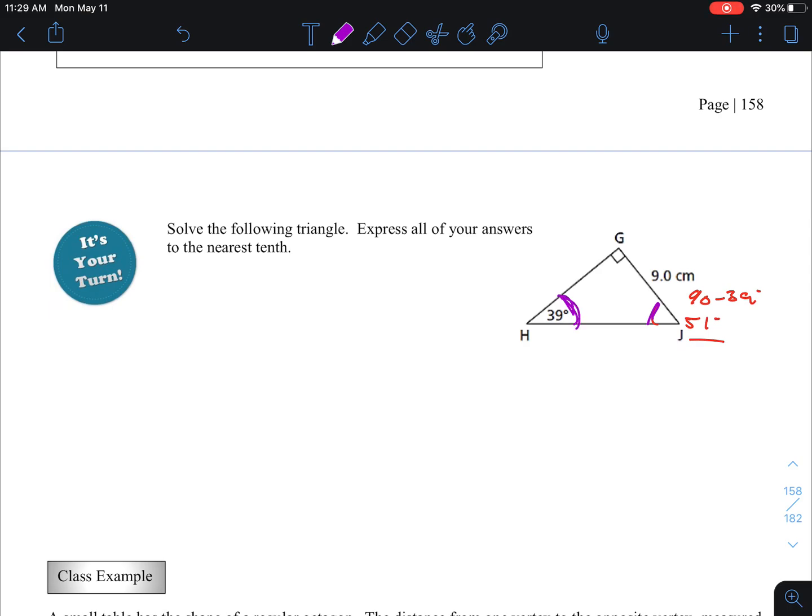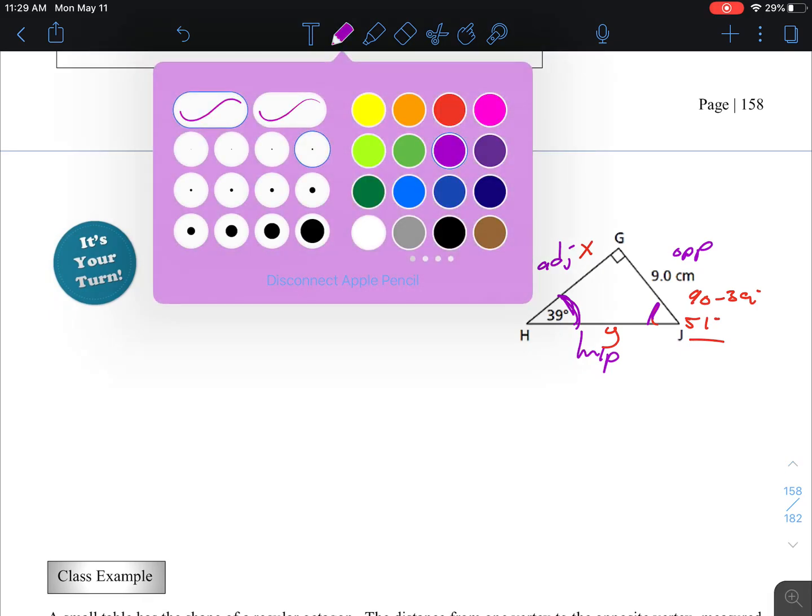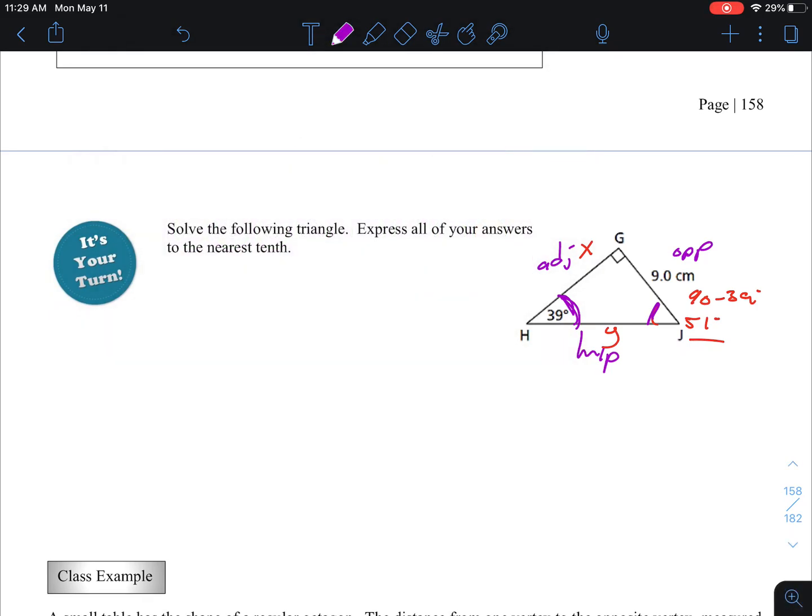So I'm going to label my triangle accordingly. Here's my hypotenuse. The one given to me is my opposite. And this other side here is my adjacent. Okay, so which side do you want to solve for first? Just to make things easier, I'm going to label this side X. I'm going to label this side Y, just so we can tell the difference between the two. So I don't know, let's solve for X first.